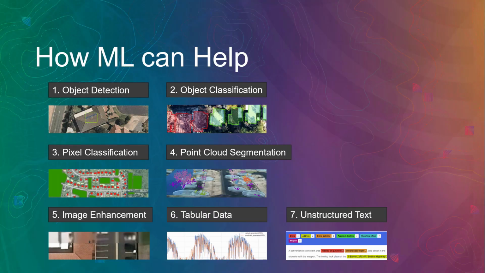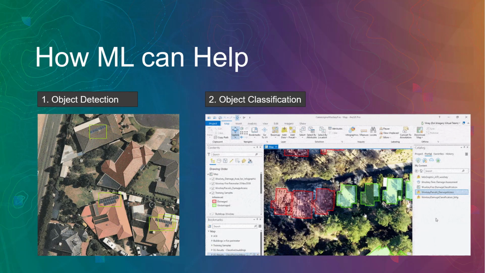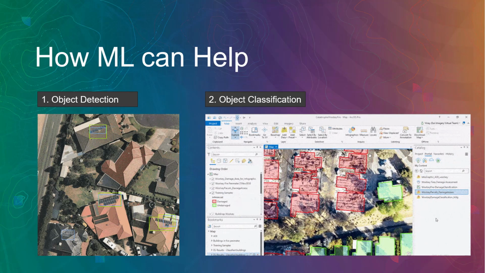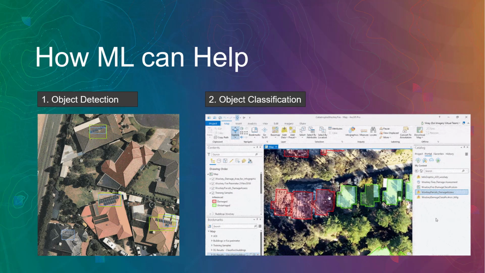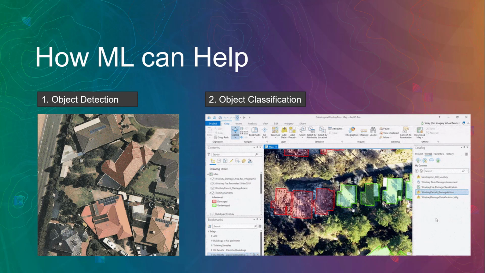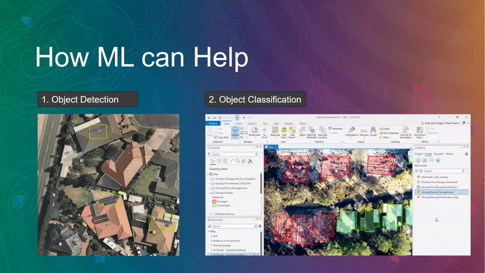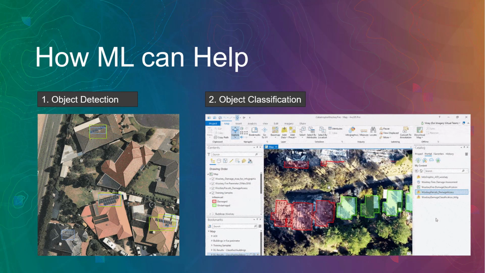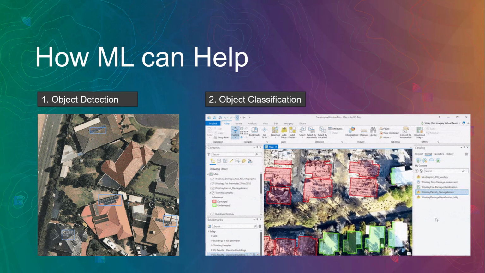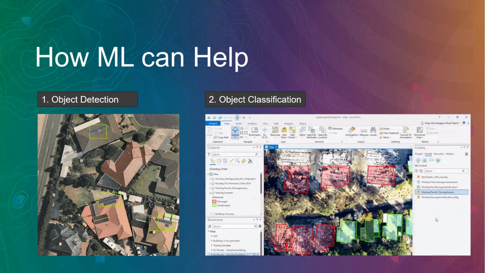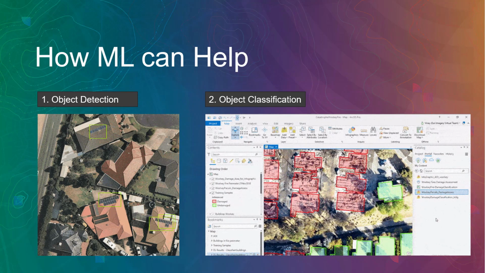Today, we can break up the use of ML in GIS within 7 major categories. The first 2 sections are all about objects. You can use ML to detect objects and then further classify those detected objects into different categories. A good example of this could be using ML and high-resolution aerial imagery to detect swimming pools in backyards, and then taking those detected pools and further classifying them into well-maintained pools that would look blue and clear, and neglected pools that would look green and murky.